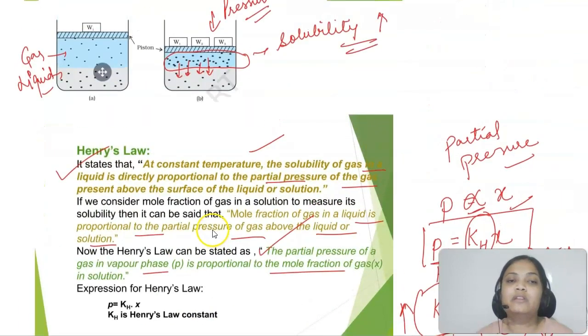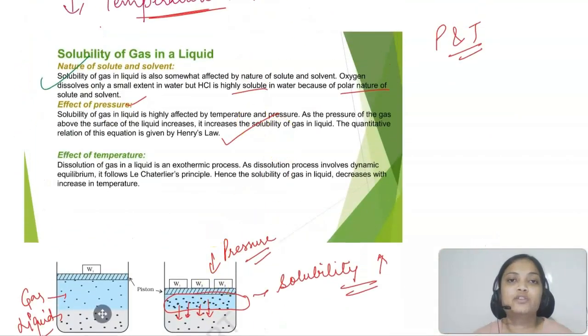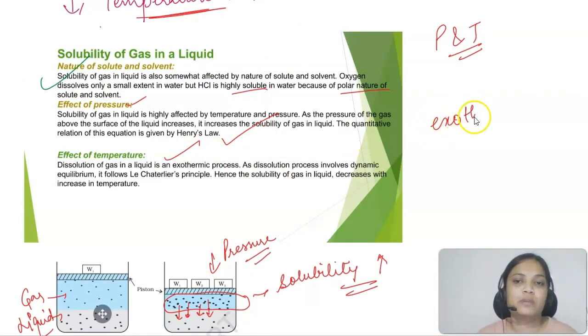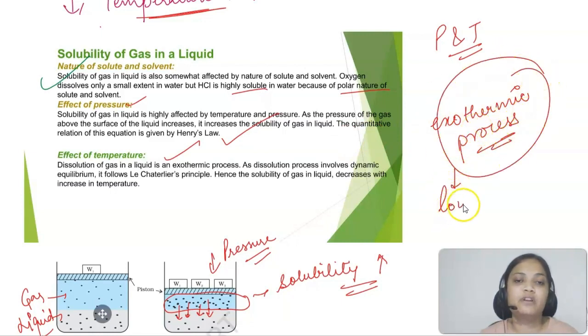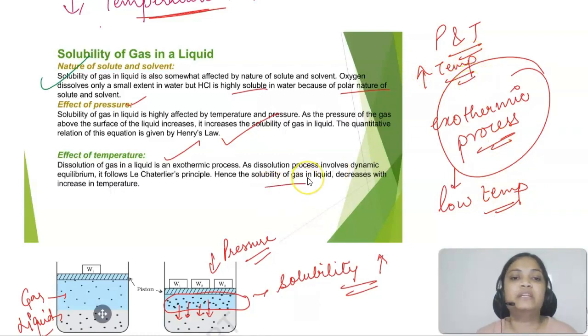Now if I talk about temperature change, see students, dissolution of gas. Whenever there is a dissolution of gas in a liquid, it's an exothermic process, meaning heat is released in the reaction. And just now I have told you that exothermic processes are favored by low temperature. So if we are increasing the temperature, what will happen? The solubility of the gas will decrease. So keep it noted that the solubility of gases decreases with an increase in temperature. That is a very important thing.